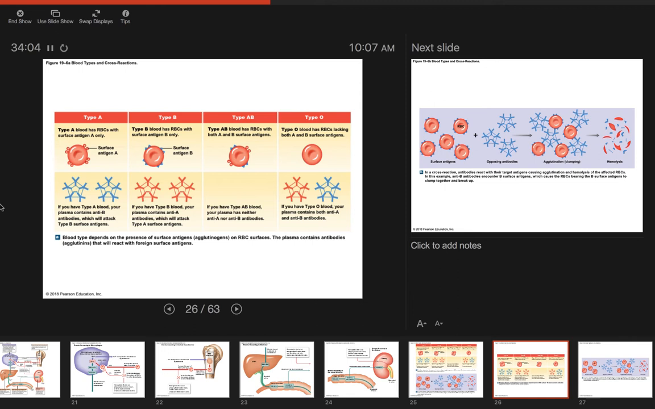Now, we have these immune cells called antibodies in the plasma.